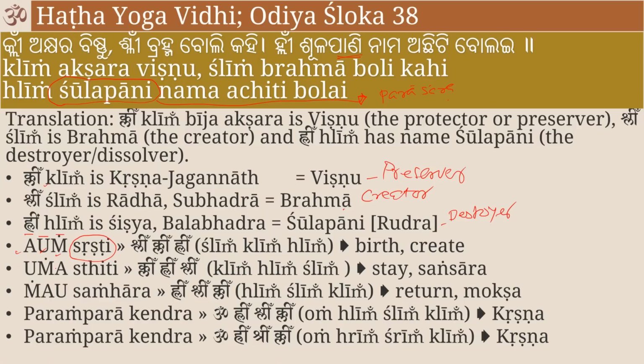So now put the bijas. Shlim bija will come first because of Brahma. Kling will be in the middle because of Vishnu. Hling will be in the end. So this is for birthing or for creating. Whenever you want to create anything, you have to do the bija in this order. Shling, kling, hling.